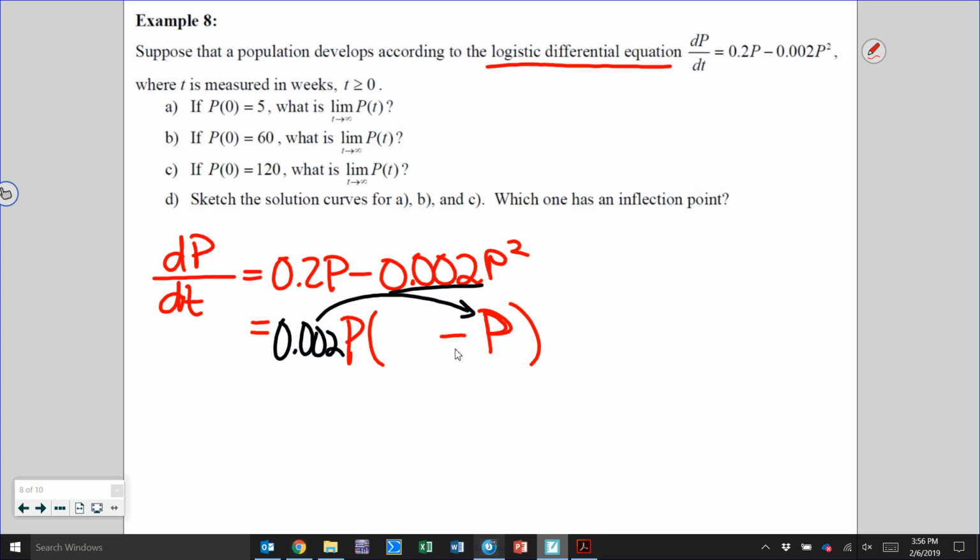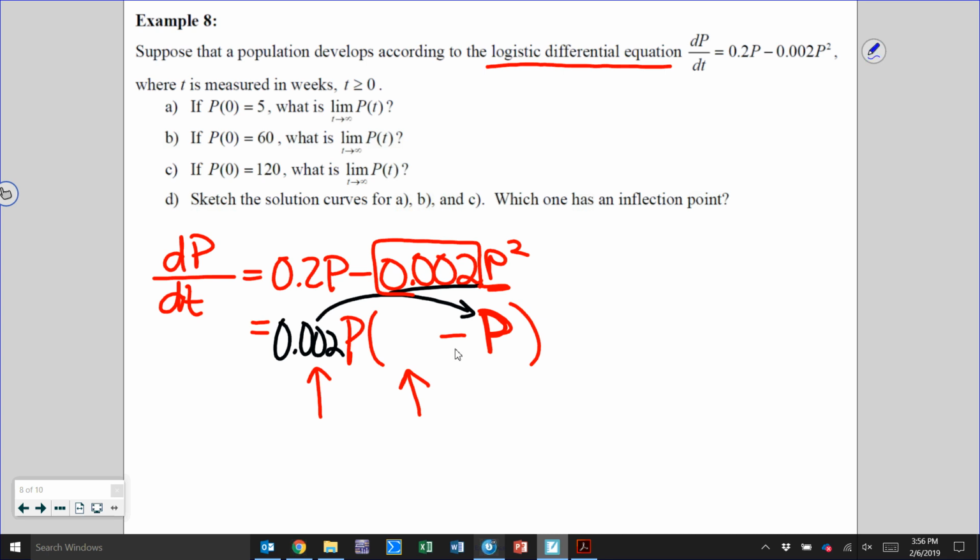And I know it's subtraction. So let's think about that again for a minute. I'm wanting this to be a P all by itself. It has to have a 1 in front. If it does, this is the carrying capacity, and this is k. So that's important. So I factored out what I had in front, 0.002, and also one of the P's. Okay, so I factored that out. So now we're good on the second half.